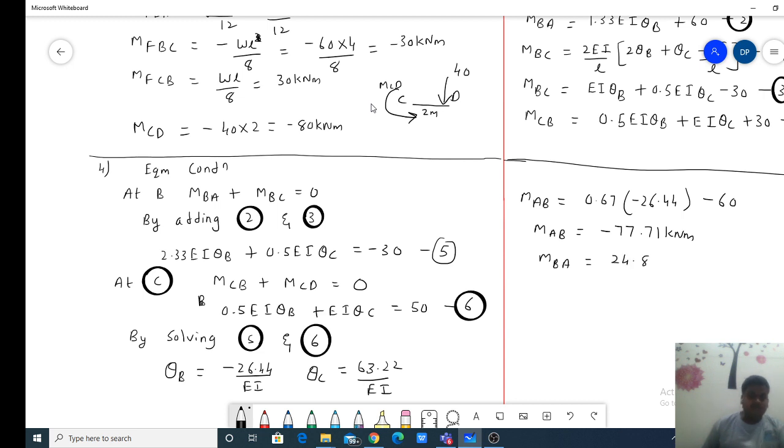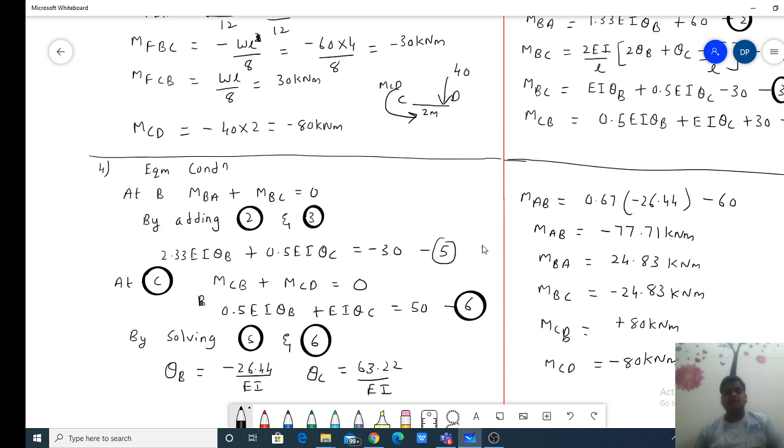Now similarly after AB is solved, for MBA it will be 24.83. Now for MBC, when I am solving, it comes out to be minus 24.83 kilonewton meter. Now after BC is done, when you are solving for MCB, you will be getting plus 80 kilonewton meter, and similarly MCD comes out to be minus 80 kilonewton meter, right?